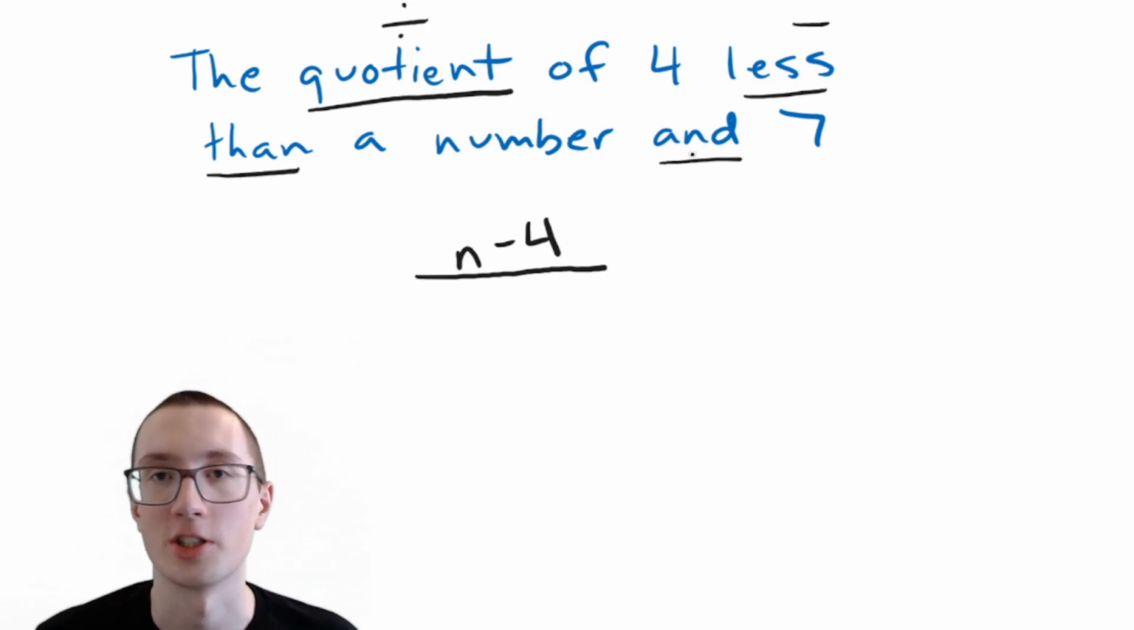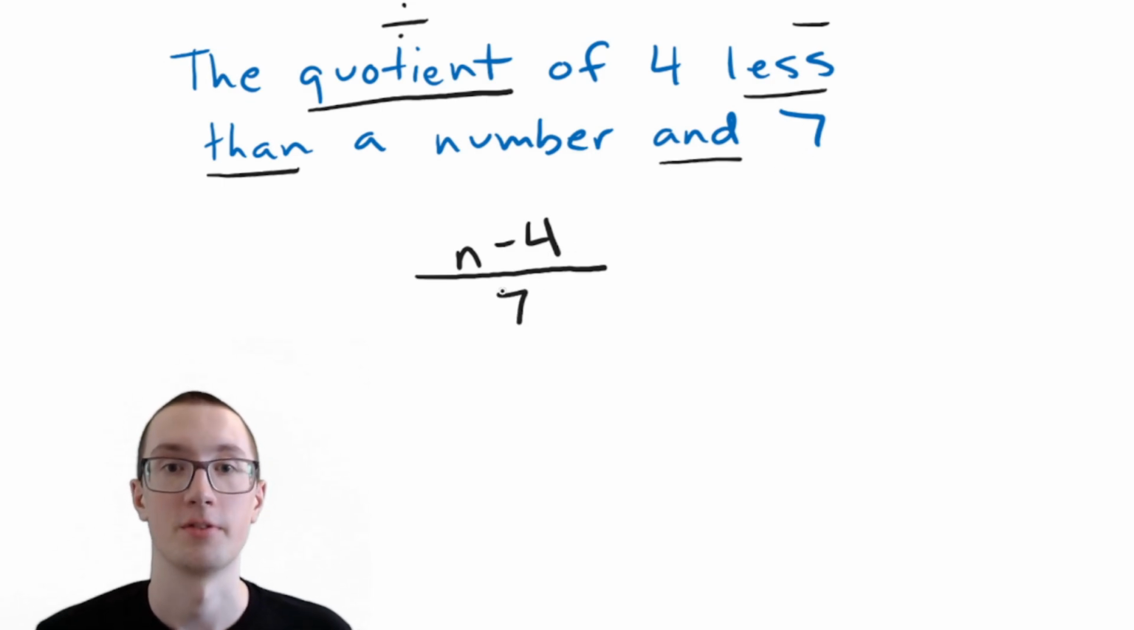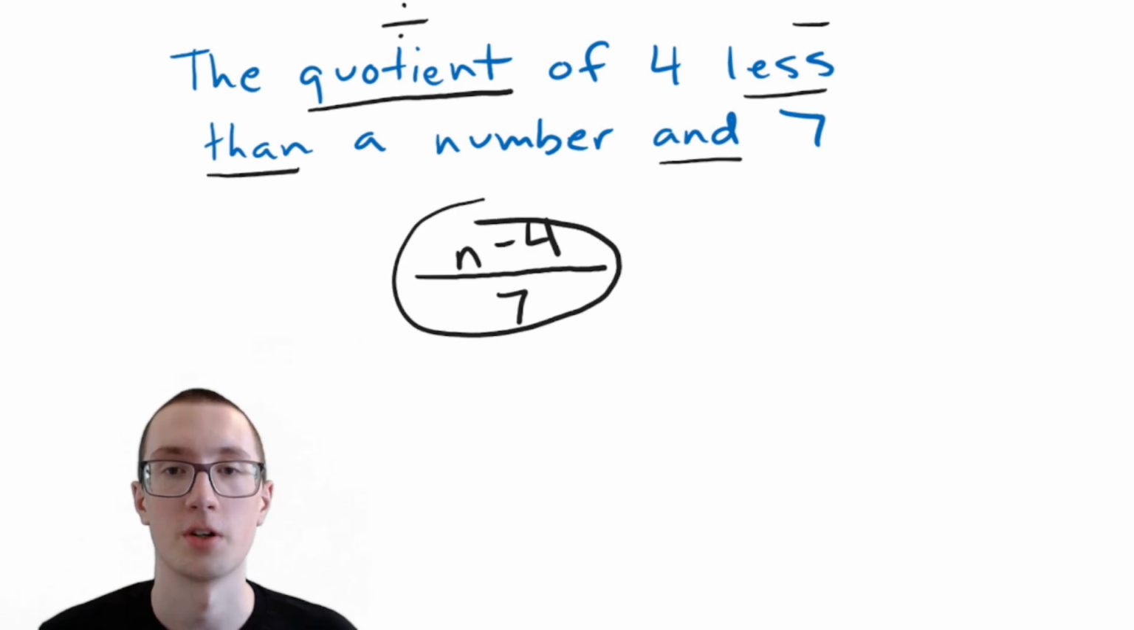And the bottom is easy. It's just the other part, the other side of the and, which is just 7. And there you go. Our answer in this case is n minus 4 over 7.